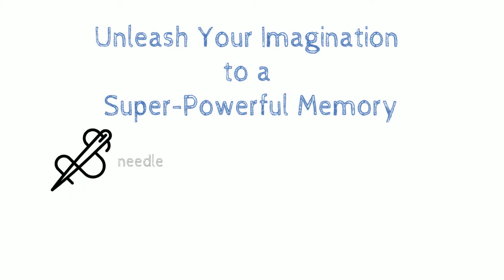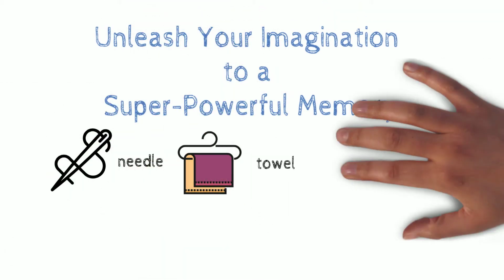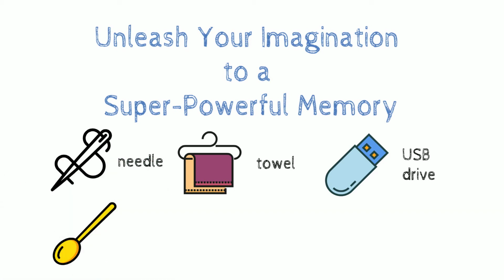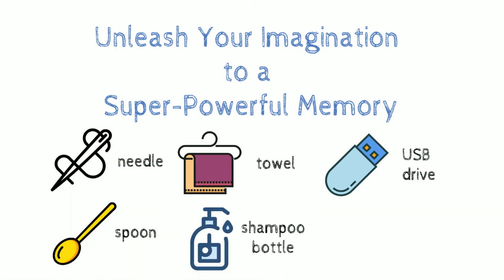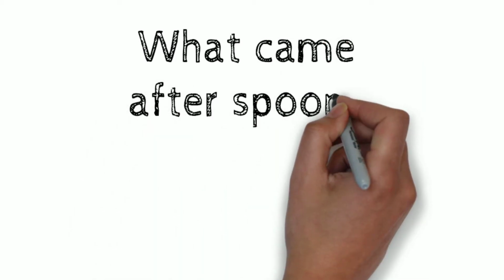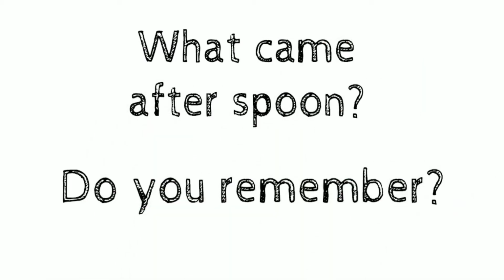Have a look at these 6 random things. We have a needle, a towel, a USB drive, a spoon, a shampoo bottle, and a blanket. Now, try to remember each of those things in order. What came after spoon? Do you remember?